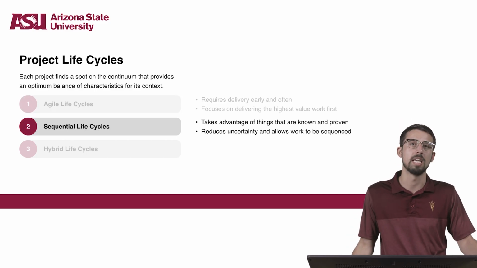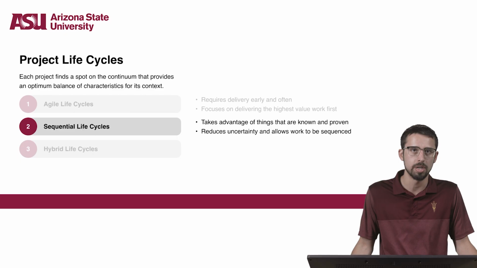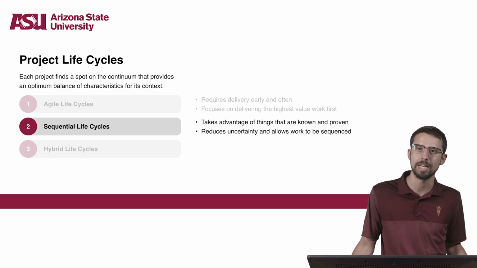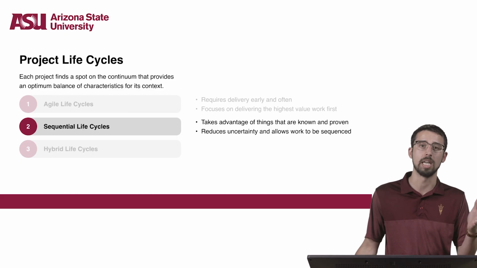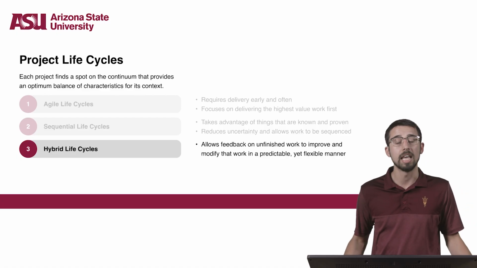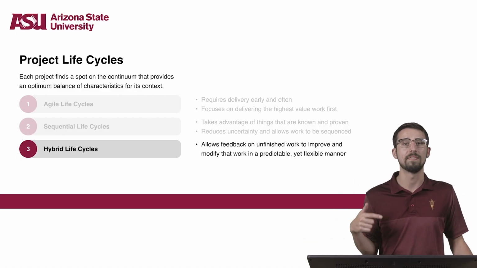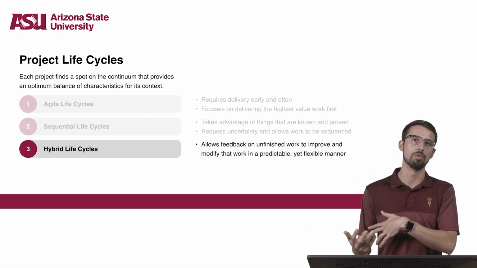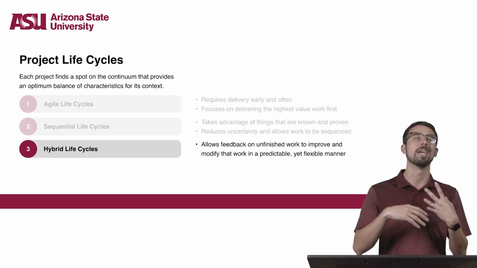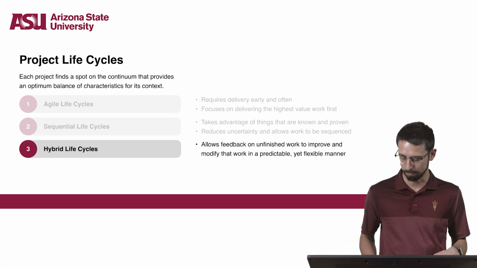Sequential life cycles take advantage of things that are known and proven. This reduced uncertainty and complexity allows teams to segment work into a sequence of predictable groupings. And then hybrid life cycles allow feedback on unfinished work to improve and modify that work in a predictable yet still somewhat flexible manner.